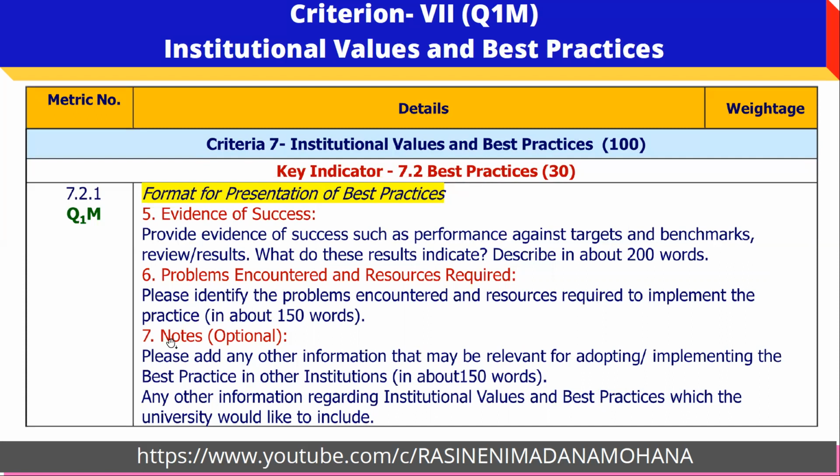Then the seventh heading is notes, which is optional. Here you can add any other information that may be relevant for adopting or implementing the best practice in other institutions. This you can provide within 150 words. Any other information regarding institutional values and best practices which the university would like to include. So this is the format of best practices. For each, two best practices you have to include, each best practice consisting of these 7 headings.